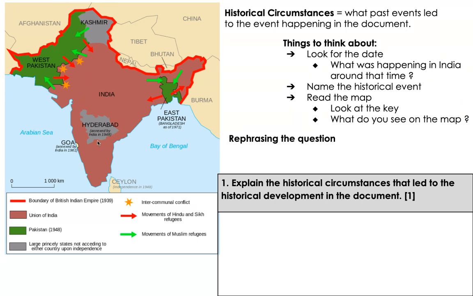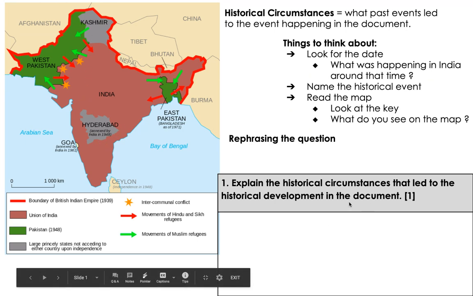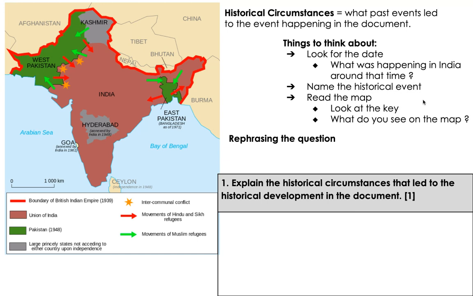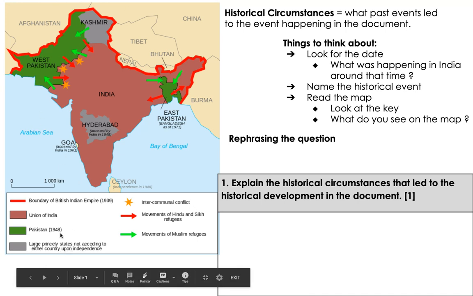I might be able to get that information, but most importantly, we can't answer this question until we figure out what the historical event is. So take a moment, look at the map, read the map, look at the key, look at those dates. What is the historical event happening here?